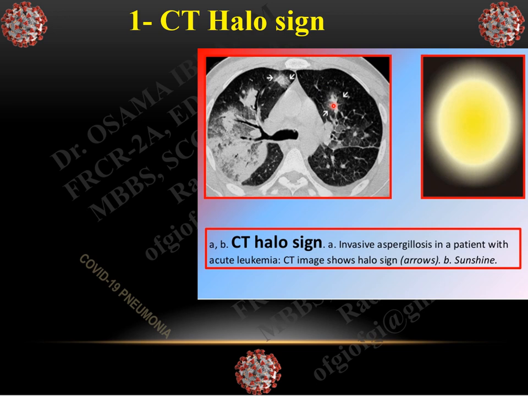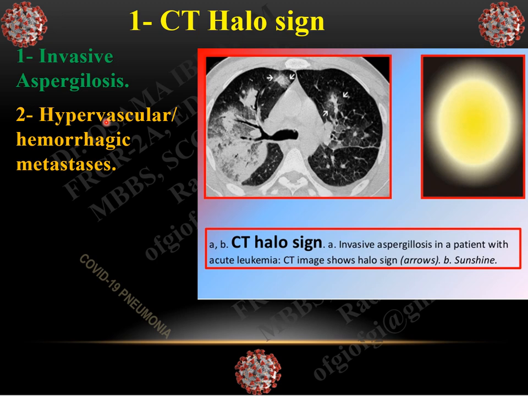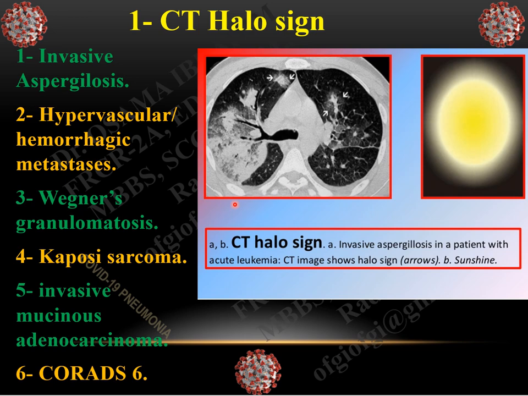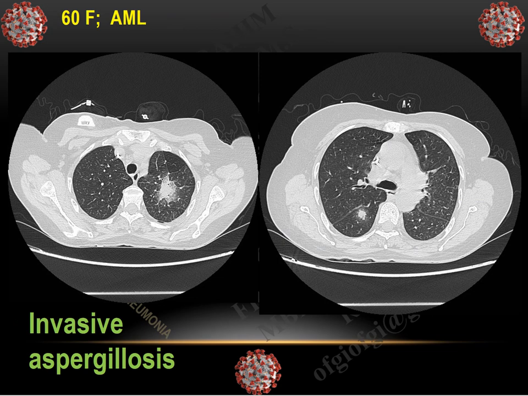And this CT halo sign can occur in a lot of differential diagnoses. The first one is invasive aspergillosis. Second are hypervascular hemorrhagic metastasis, Wegener's granulomatosis, Kaposi sarcoma, or invasive mucinous adenocarcinoma. Also, CO-RADS 6 is diagnosed if there are CT halo signs accompanied by the other typical findings on CT for COVID-19, as we'll discuss later.